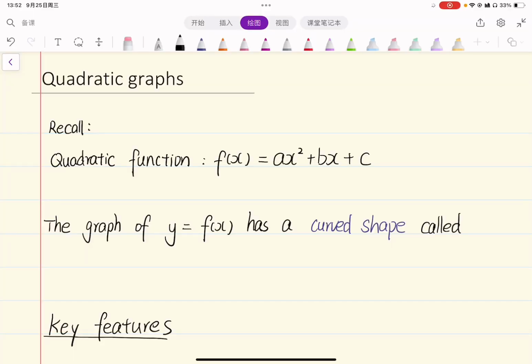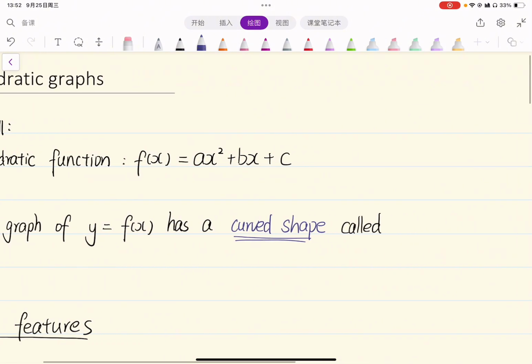Hello everyone, in this video we are going to talk about quadratic graphs. Let us quickly recap. The quadratic function is f(x) equals ax squared plus bx plus c. When we talk about a function, we usually consider its graph. So for a quadratic function, the graph of y equals f(x) has a curved shape. That is called a parabola.